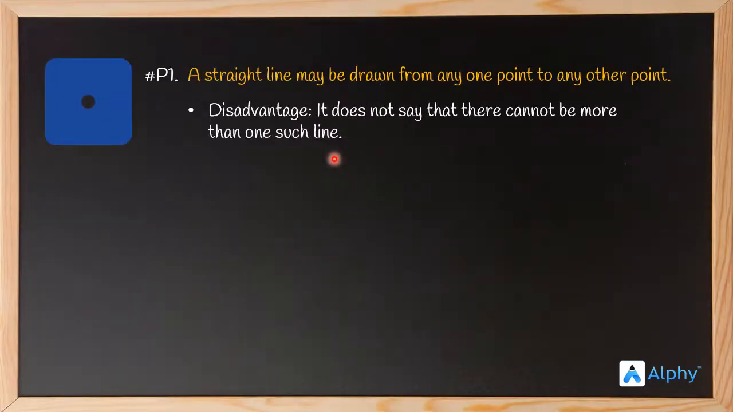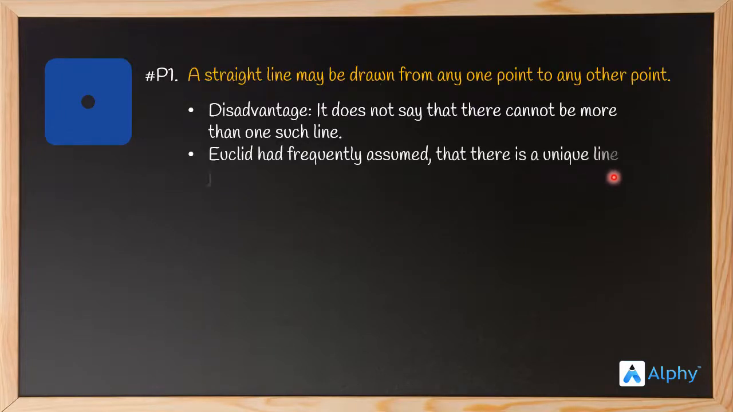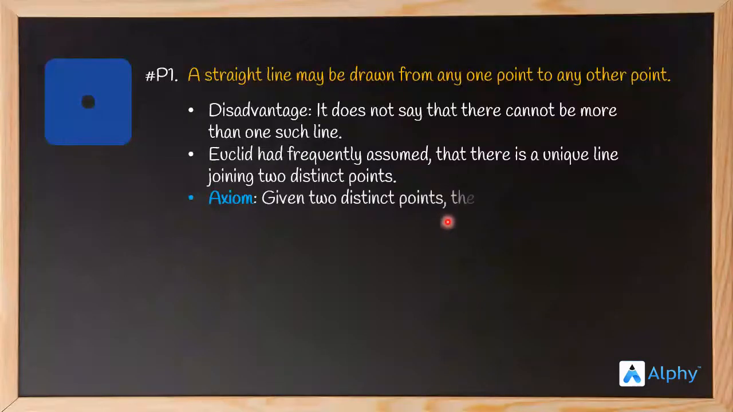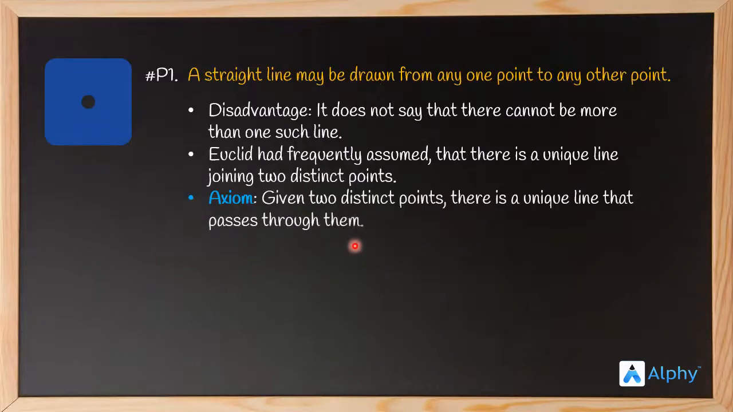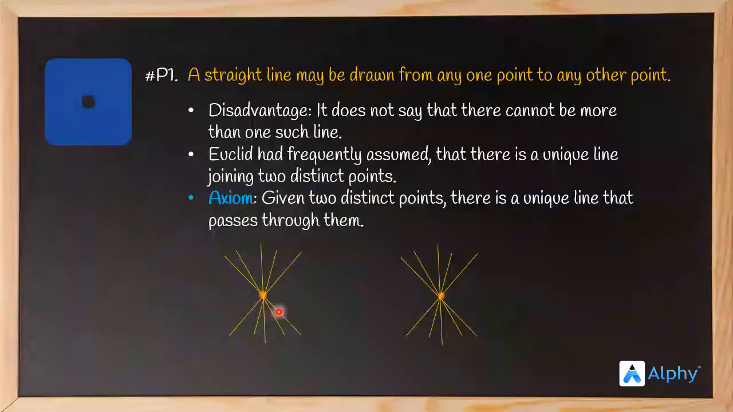Though Euclid did not mention it formally, he had frequently assumed that there is a unique line that passes between two distinct points. Okay? Now we have an axiom based on that, which says given two distinct points, there is a unique line that passes through them. Okay? So if we have two given points, different lines can pass through these points, but between these 2 points, there is only a single line passing through them. Okay?